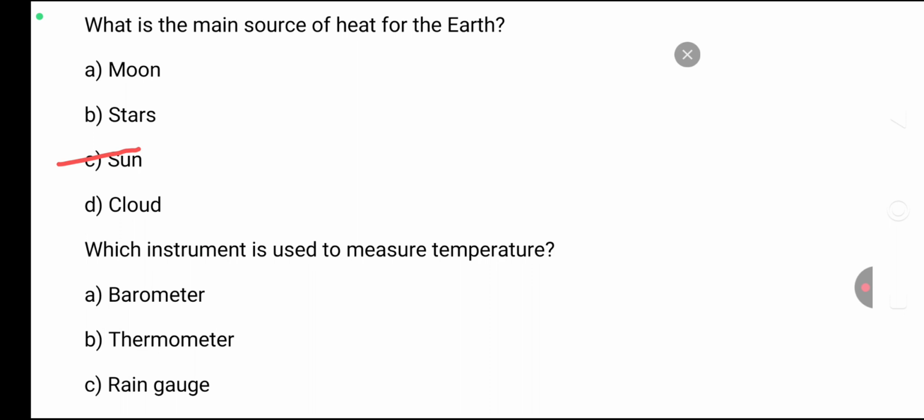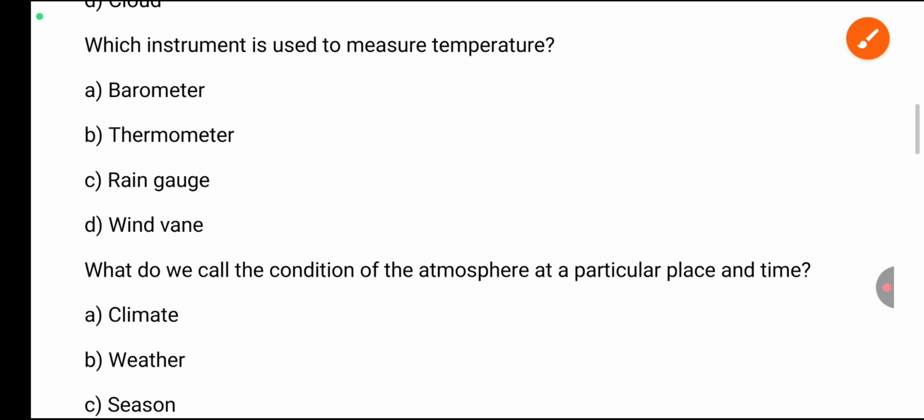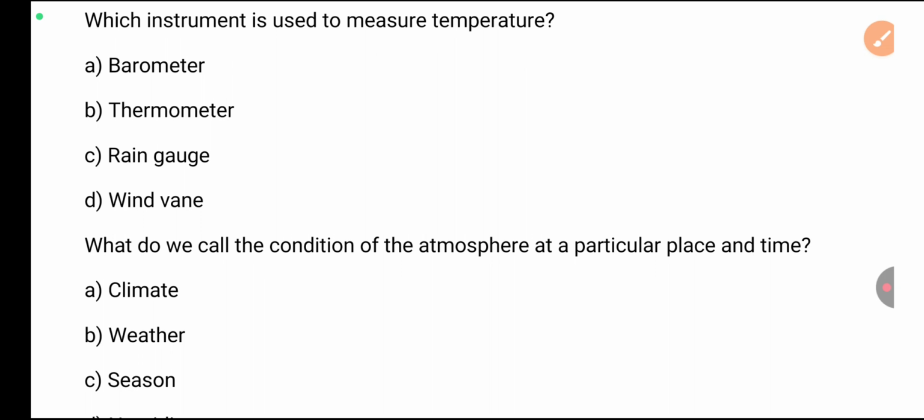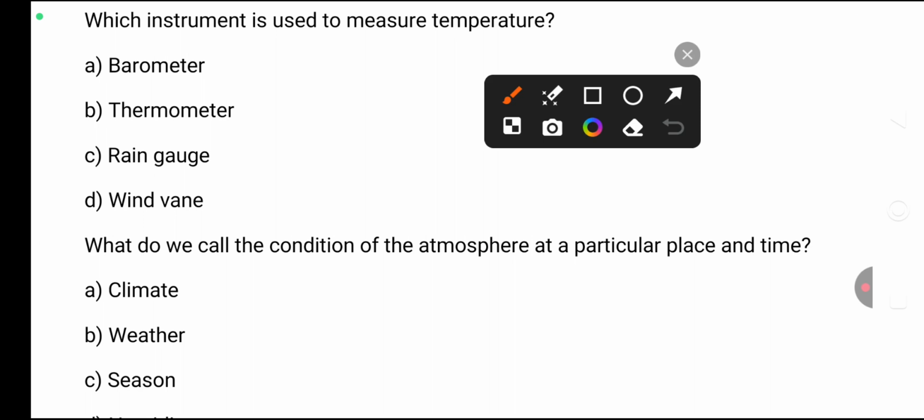Now moving on to another question. Which instrument is used to measure temperature? Option A is barometer, option B is thermometer, option C is rain gauge, and option D is wind vane. The answer will be B, thermometer. A thermometer is an instrument which helps to measure temperature.